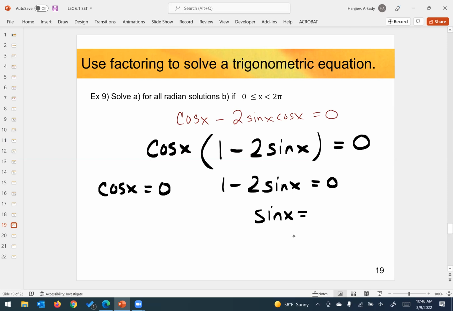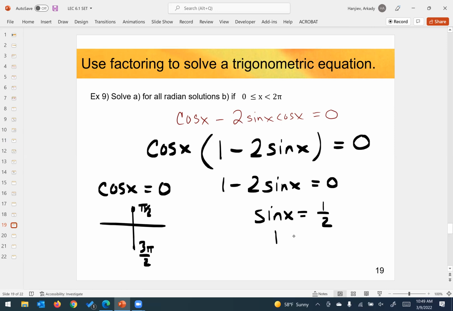I think I'm looking at something like this. Cosine x equals 0. When does cosine x equal 0? Pi over 2, no. Wait, pi over 2 and 3 pi over 2, right? Yes, I think so. So pi over 2, everybody good? And 3 pi over 2, there it is.